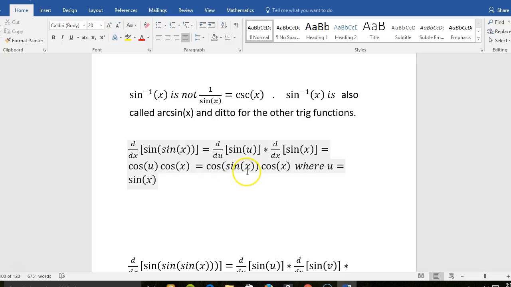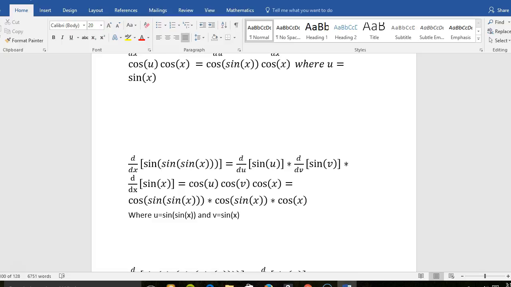The output of the sine is the input of the cosine. That's what's going on here. Okay, and you can keep going with this. You can roll. Like, you can do the derivative of the sine of the sine of the sine of x. And when I say derivative, I naturally mean with respect to x.